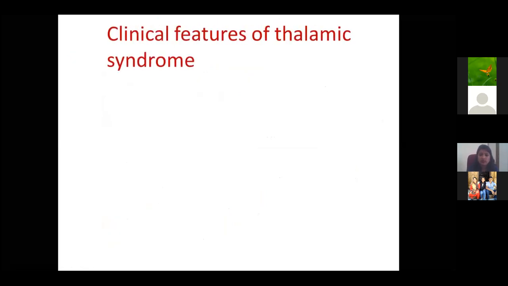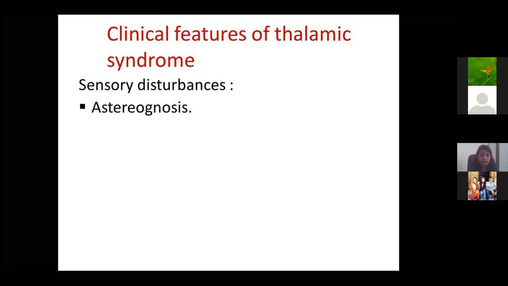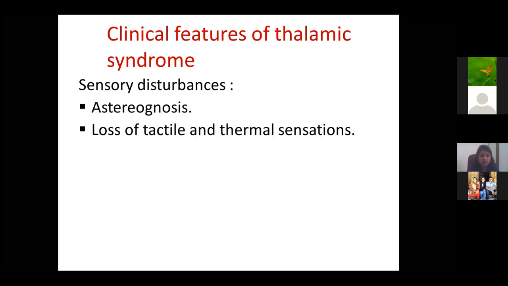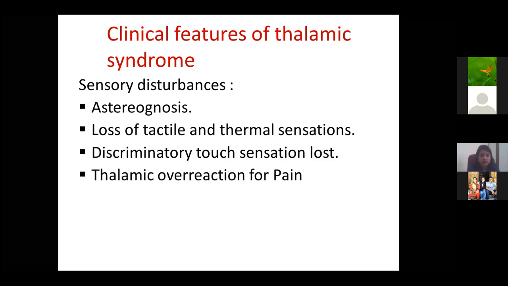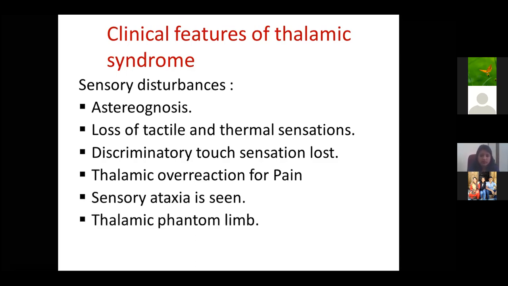What are the features of it? Mainly sensory disturbances, because the area 3, 1, 2, the sensory cortex, may be hampered. There is loss of tactile and thermal sensation, then discriminative touch sensation is lost, then thalamic overreaction to pain, then sensory ataxia is seen. All these are features of thalamic syndrome.